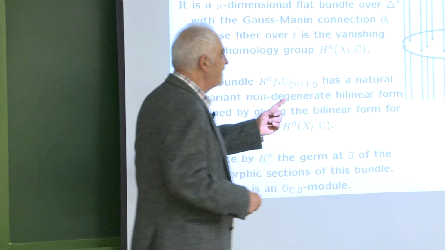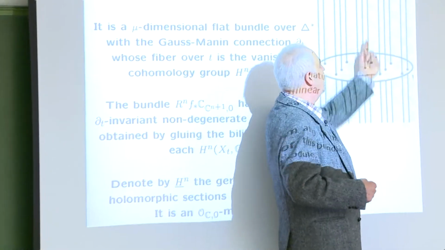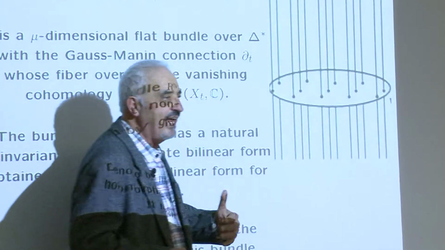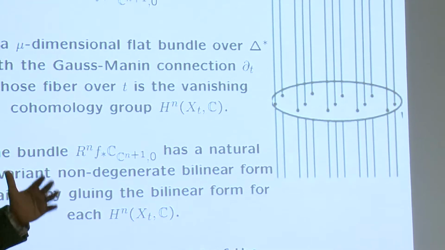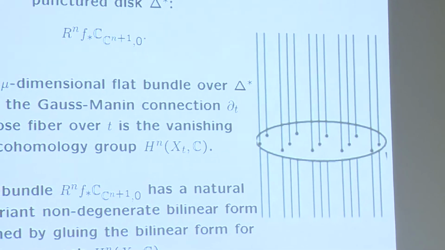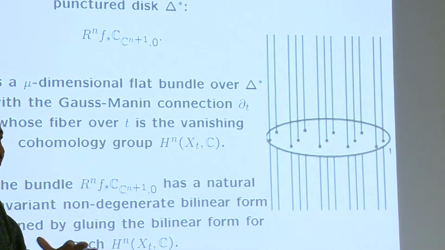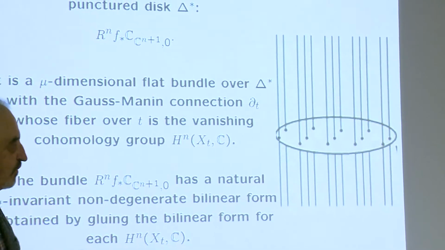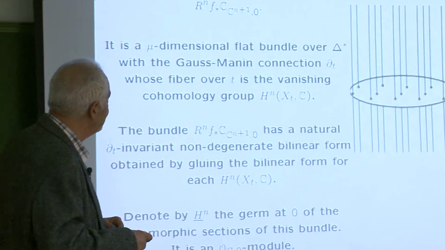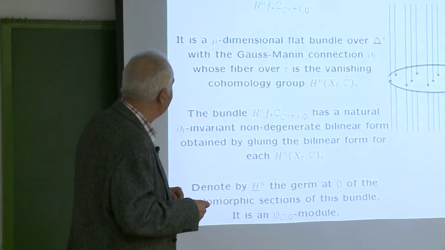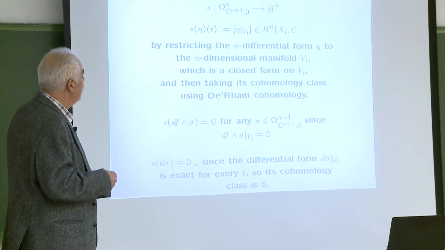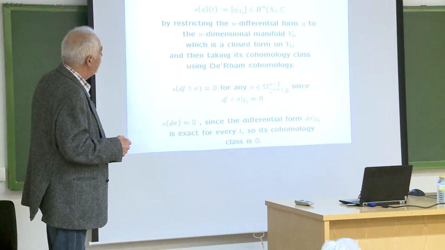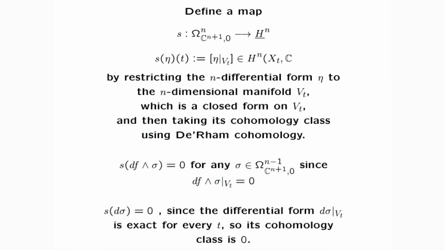Now, there's a temptation to put on the bundle a fiber over 0 and extend; you can do it in general, to do an extension, but we are not going to do this. We don't want to put a fiber over 0. We want to do something else. And so this something else is the following. We're going to define a map from n differential forms to Hn. So this is from n differential forms in the ambient space to sections of the bundle.